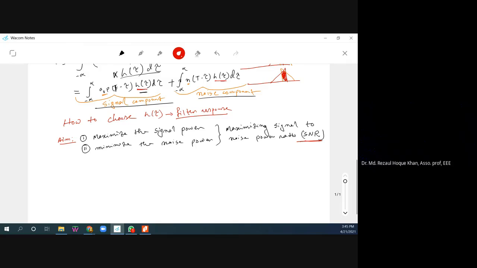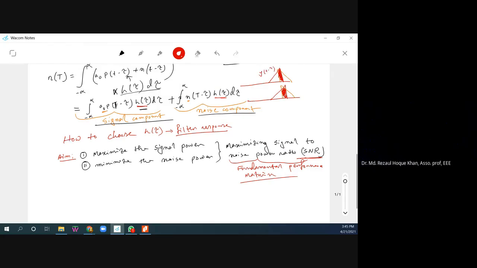This is the fundamental performance metric of a digital system or any system, any communication system. Performance metric. Okay.